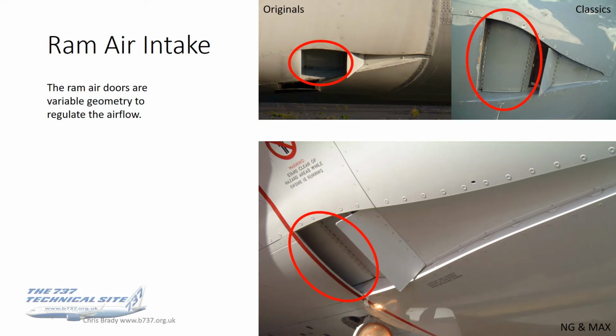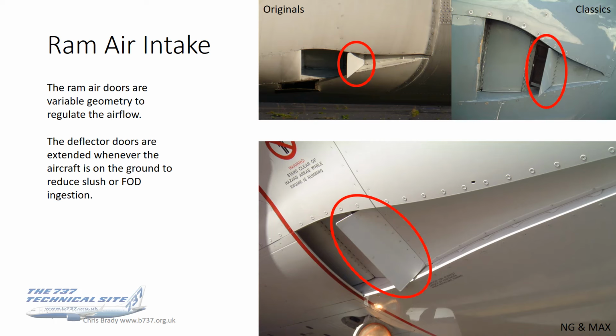it's kind of composed of 2 or 3 parts. The first part here are the ram air doors. Now these are of variable geometry and that geometry changes as required to regulate the airflow. So if maximum airflow is required, those doors are pretty much full open. As less cooling airflow is required, the doors gradually close. You can see, particularly on the photograph in the top right there of the Classics, there are several hinges on those ram air doors.